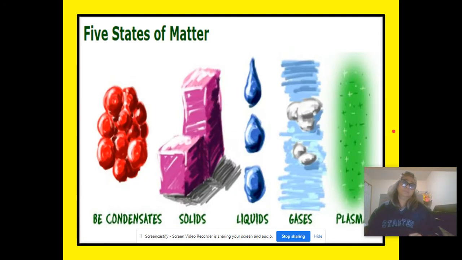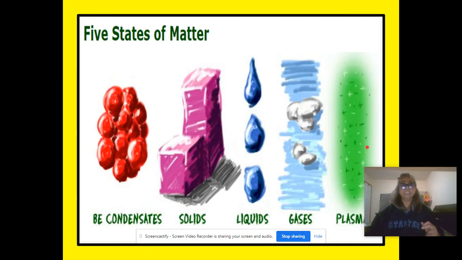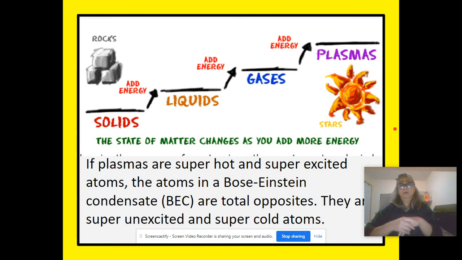So here's a visual representation of how the particles are arranged. So for solids, you can see that the particles are really tightly packed together. And liquids are kind of far from each other, and gases are farthest apart from each other, in constant random motion here, and plasma and the BECs. So what are these? The BECs and the plasmas.